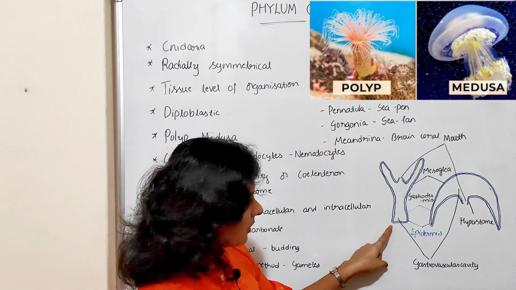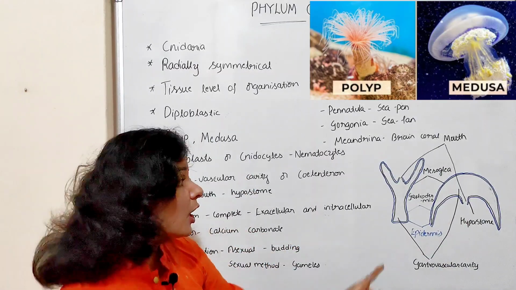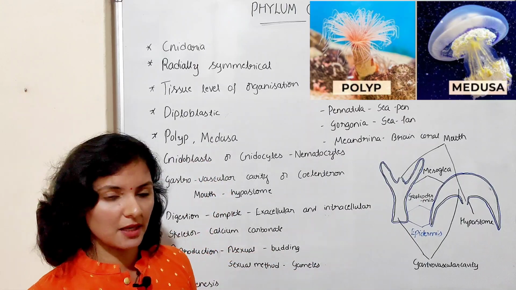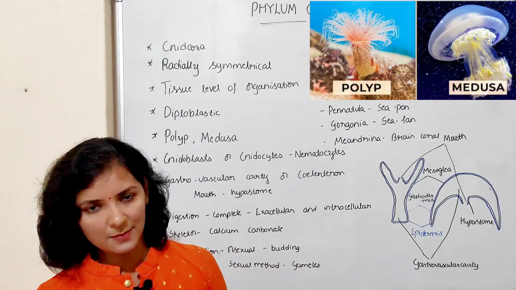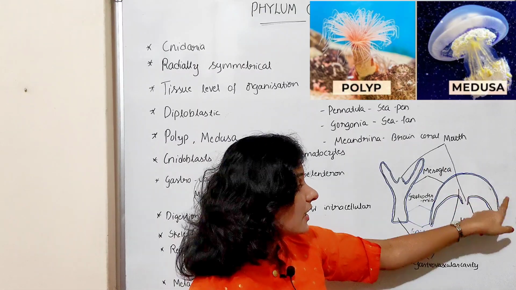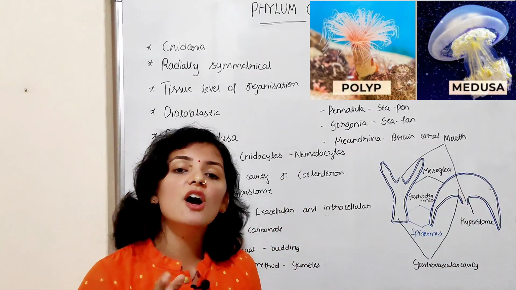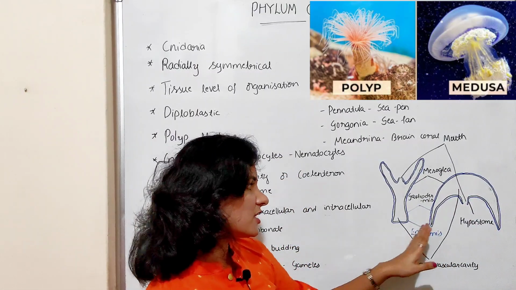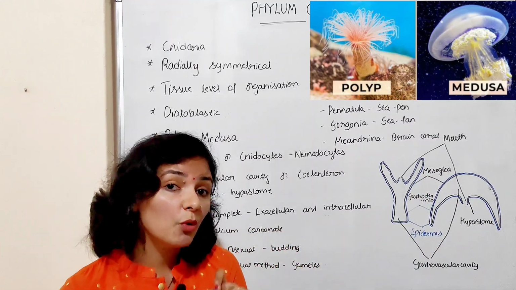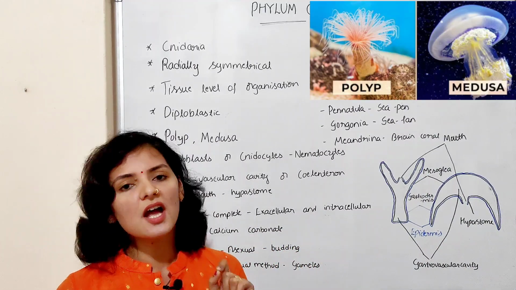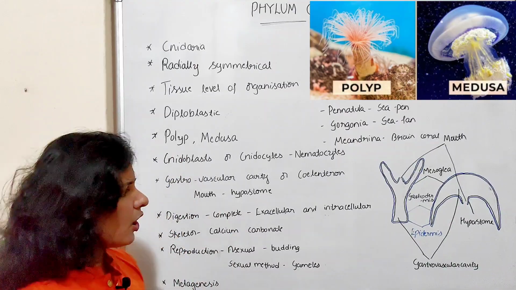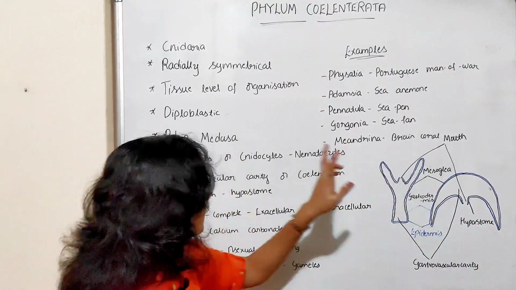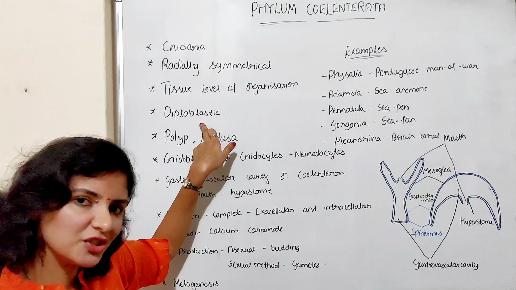As you can see in this diagram, this is polyp and this is medusa. Polyp is cylindrical in shape and it is sessile in nature. Sessile means found attached to a certain substratum, whereas medusa is umbrella shaped and it is a free swimming form. So that is the difference between polyp and medusa. Most species under coelenterates are present in these two body forms. Both polyp and medusa forms are diploblastic in nature.